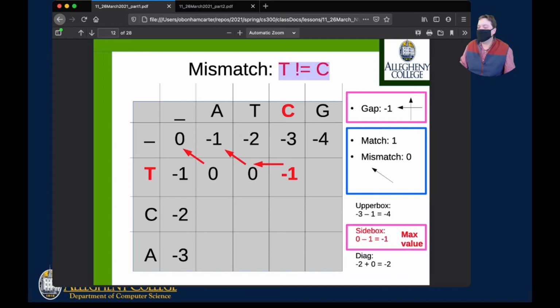So what am I doing? Well, because this is a mismatch, in this case, the mismatch is 0. So I don't award myself any points, but I don't take any points away. And so your diagonal is going to be that -2, which I'm taking from here. And then I add the penalty score of 0, which is right here, and I still get -2.